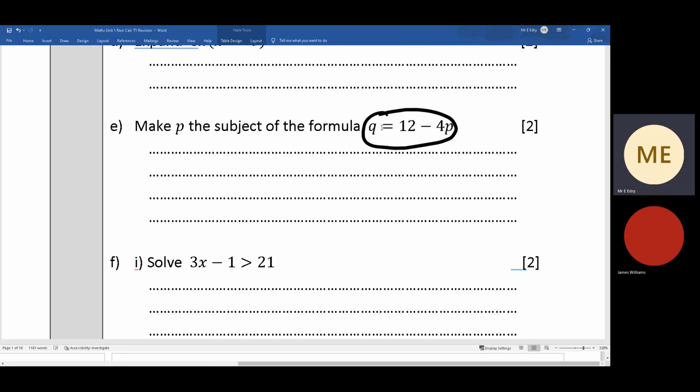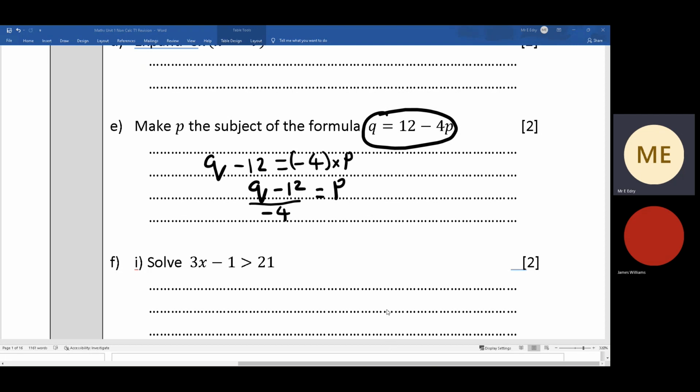So what could I do first? What could I move over to the left-hand side first? Move the 12 over, brilliant. So I get Q minus 12 equals minus 4 P. Now that minus 4 is times by P, so I've got minus 4 times P. Then, how would I get rid of that minus 4? Remember that I'm timesing it by P. Divide, brilliant. So I need to do Q minus 12 divided by minus 4 equals P, and that is my answer. Brilliant.